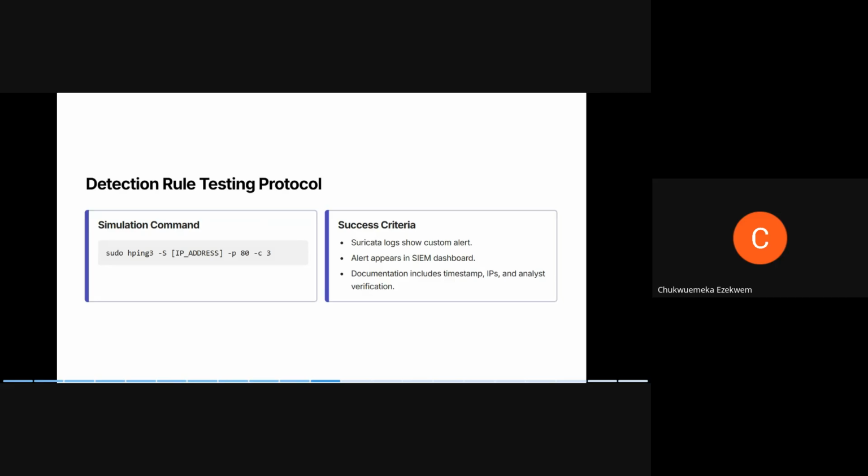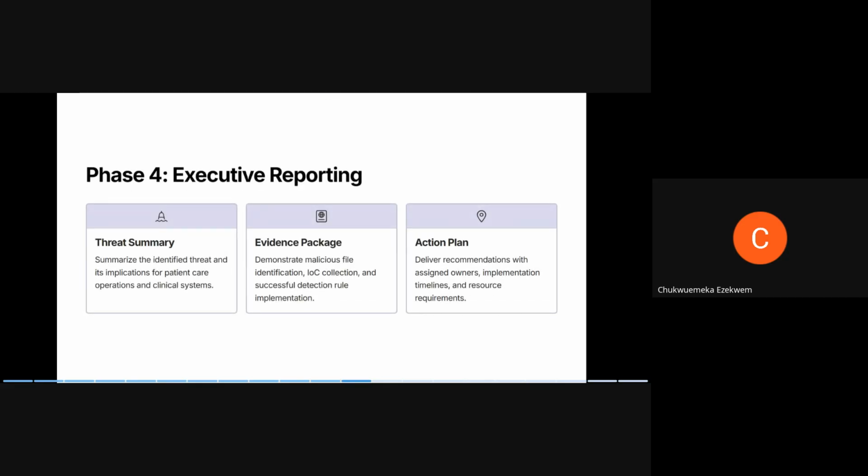We verified that the alert appears both in the Suricata log and in the SIEM dashboard, and the SIEM we used here is Wazuh. So we tested it and it appeared on both systems. Finally, we proceeded to document every test, including the timestamp, IPs, and the analyst verification, so that the process is auditable and repeatable and can be carried out by someone else.